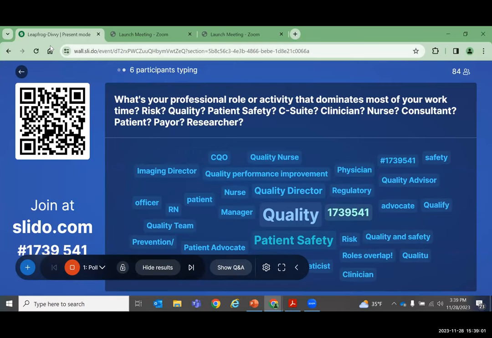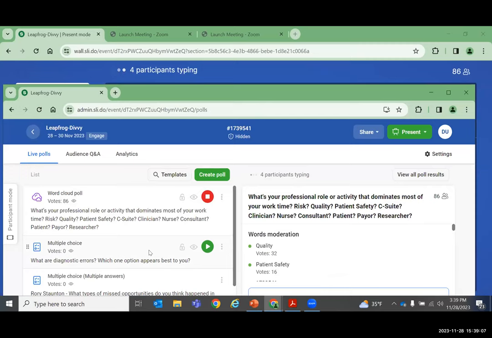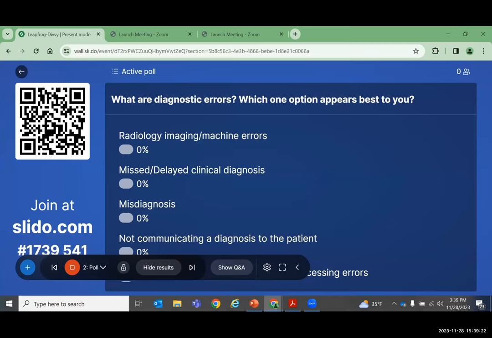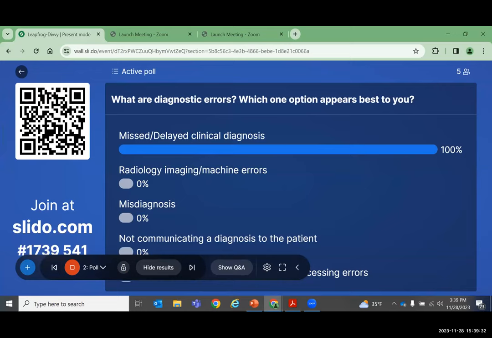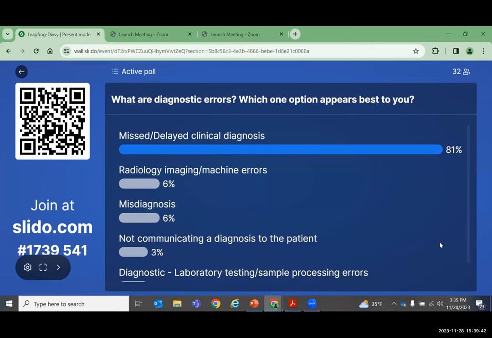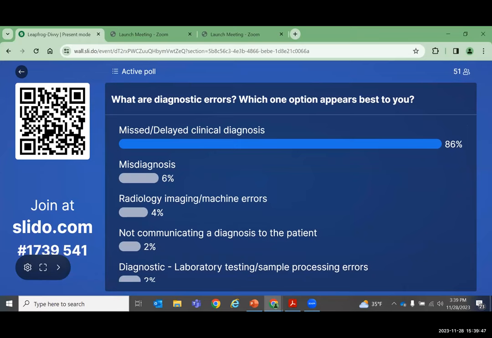So that said, let's take a moment for the next question. Just going to move quickly, given our time. So the question is, what do you think diagnostic errors are? And this should appear on your screen by now. Yes. You choose one option that appears best to you. Do you think these are radiology imaging or machine errors? Do you think these are missed or delayed diagnoses? Are these misdiagnoses? Are these about not communicating a diagnosis to the patient? Or is it about diagnostic laboratory testing or sample processing errors? What are we talking about?